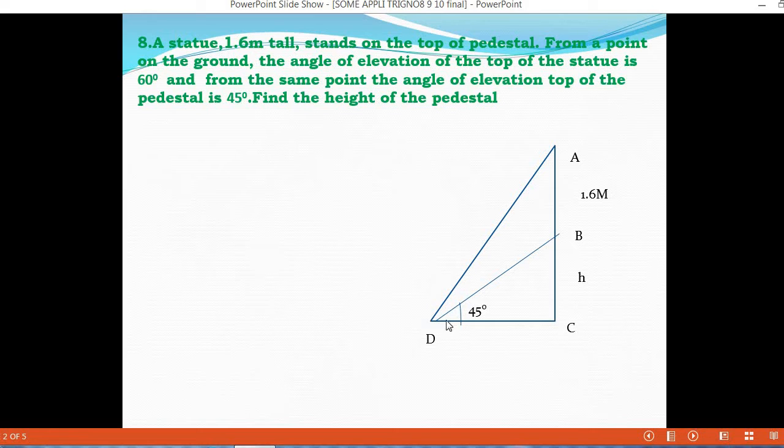The angle of elevation of the top of the statue, A is the point, it shows the top of the statue. So from the point D, the angle of elevation is 60 degrees, and from the same point D, the angle of elevation of the top of the pedestal is 45 degrees. We have to find the height of the pedestal, which is BC.